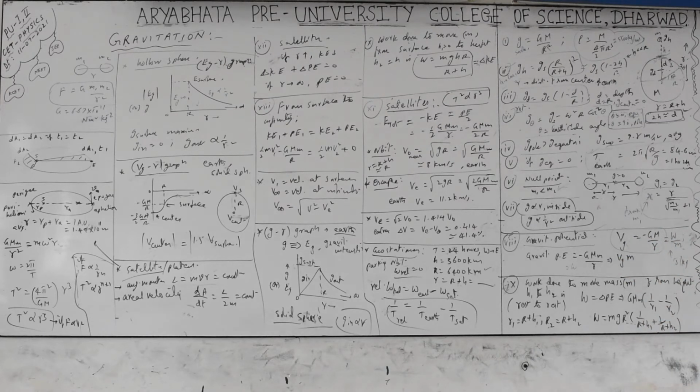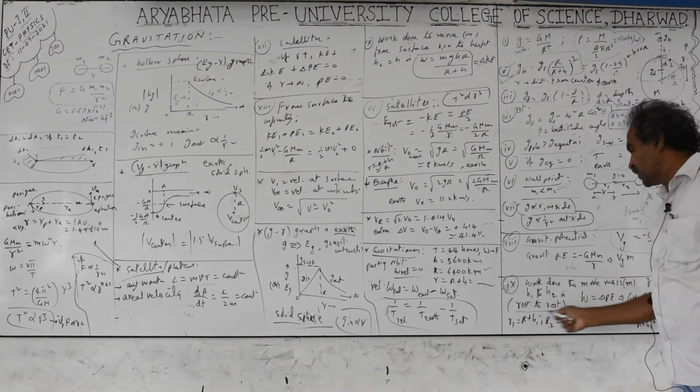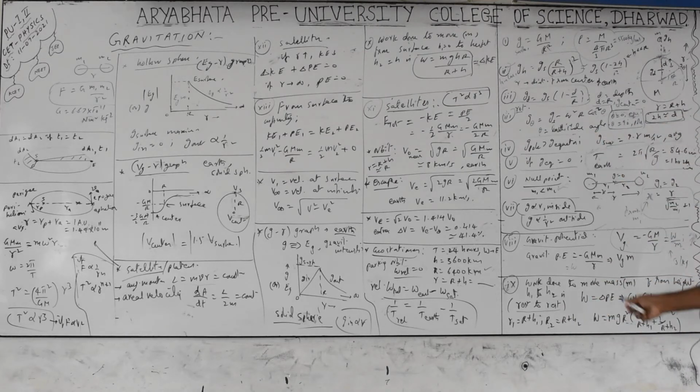Next, if you want to move an object from one height to another, what is the amount of work done? We are taking it from rest to rest, not from a moving object. The work done to move the mass m from height h1 to h2 is W equal to the change in potential energy, final minus initial: P2 minus P1, which is GMm by R2 minus GMm by R1. Because of the minus sign and R1 coming first, this becomes GMm times (1 by R1 minus 1 by R2). This formula you have to remember.